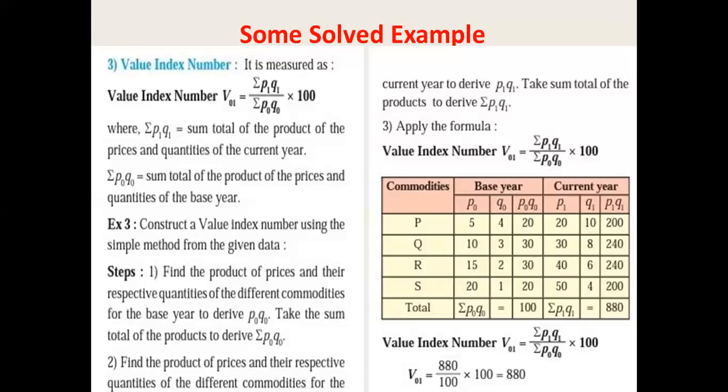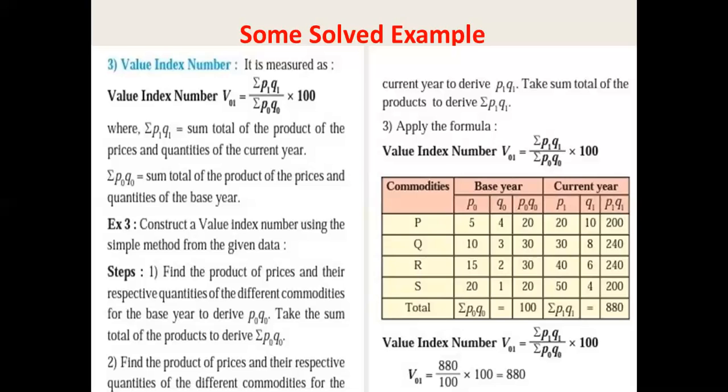Then next is the S commodity. For the S commodity, the base year price is 20 and the base year's quantity is 1. So 20 ones are 20. So the P0 Q0 is equal to 20. Then next is the current year's price for the S commodity, which is 50, and the current year's quantity is 4. So 50 into 4 is equal to 200.